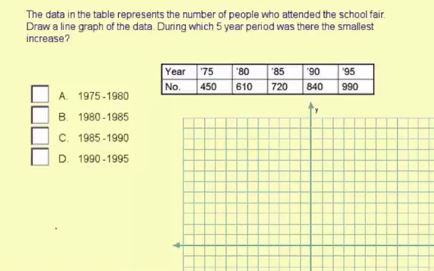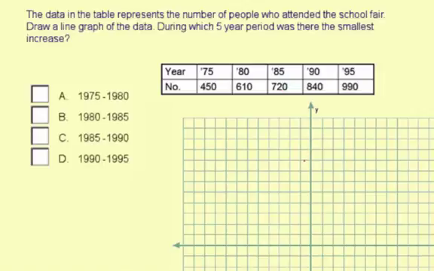The data in the table represents the number of people who attended the school fair. Draw a line graph of the data. During which 5-year period was there the smallest increase? Take a look at the data. 75, 80, 85, 90, 95, those are the years. And the number of people who attended the fair: 450, 610, 720, 840, 990.